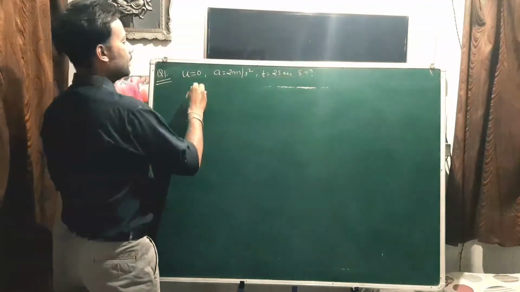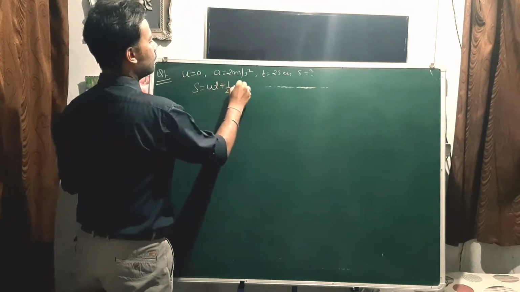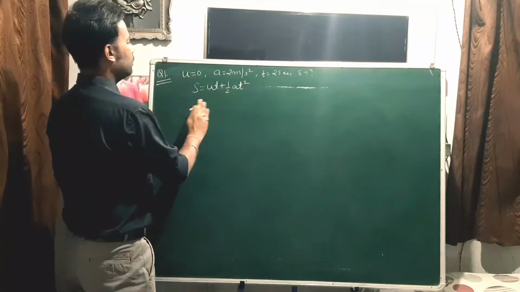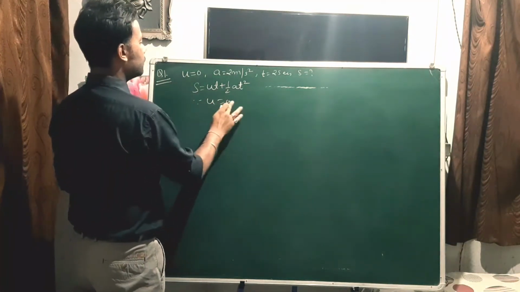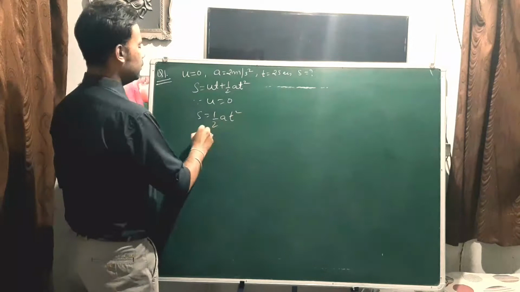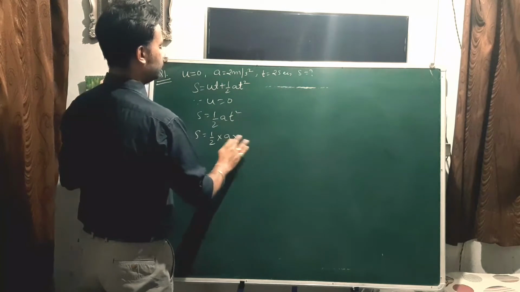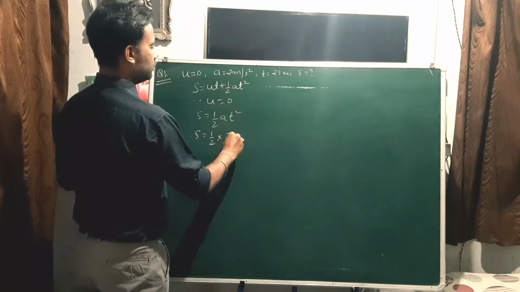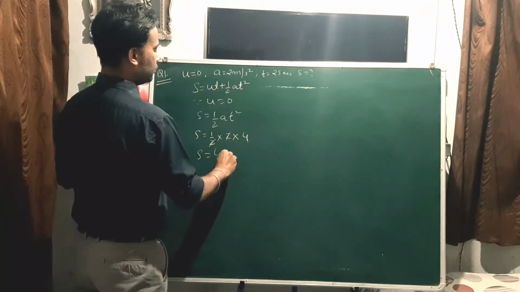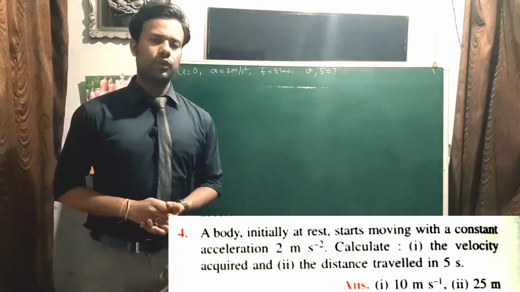Now you can see which equation of motion relates these three quantities, S, u and t. If you remember, equation number 2 was S equals ut plus half a t square. In this equation u is 0, so S becomes half a t square. Just put the values: half, a is 2, and t square will be 4. So S will be 4 meter. That's your answer.